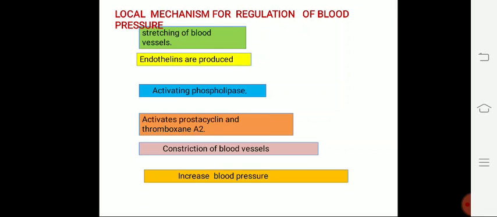When we see the flow chart of the regulation of blood pressure by local mechanism due to stretching of blood vessel, when there is stretching of blood vessel, endothelins are produced. These activate the phospholipase, and this phospholipase activates the prostacyclin and thromboxane A2. It constricts the blood vessels, and once the blood vessel is constricted, there is increase in the extracellular fluid volume and the blood volume, and increase in the blood pressure.